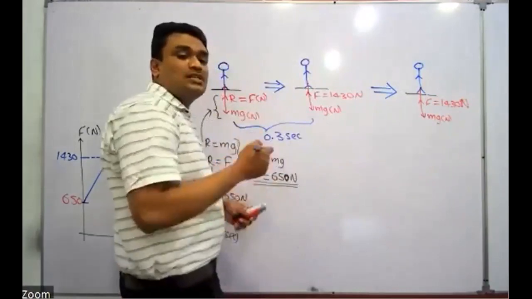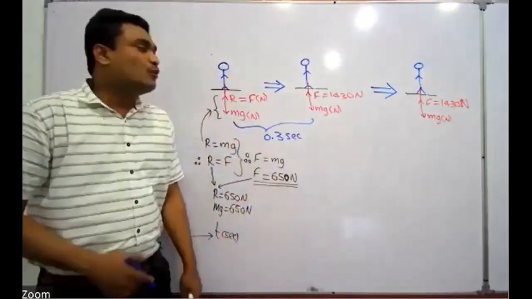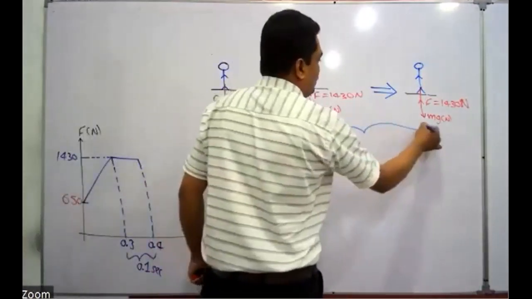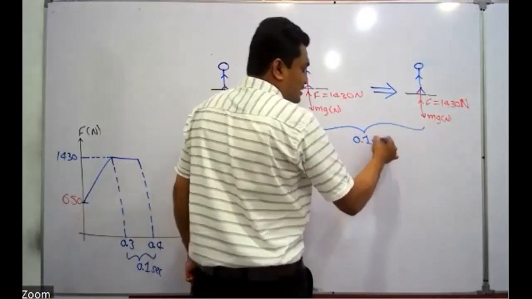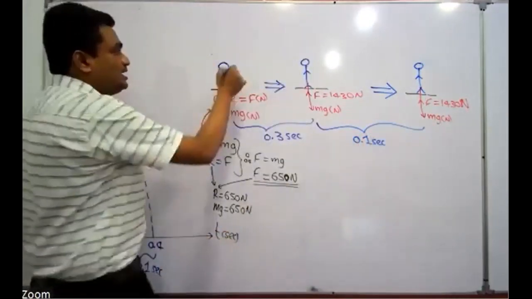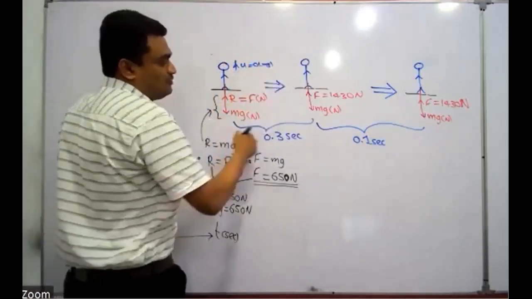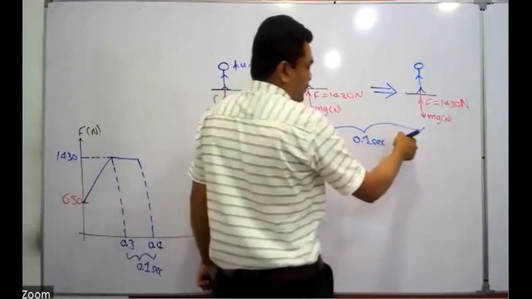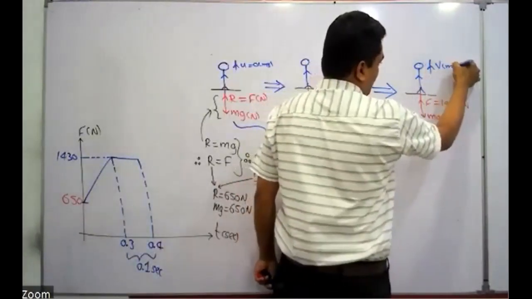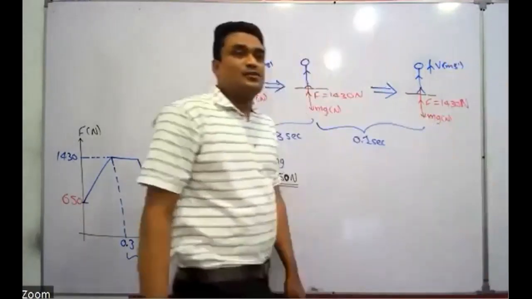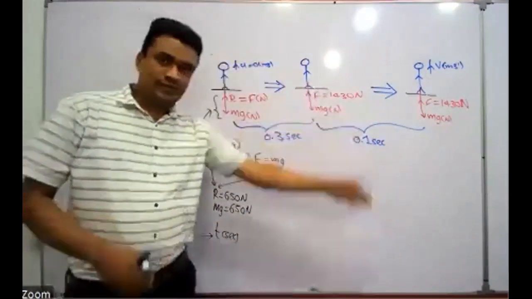So it says the force stays constant for another 0.1 second. Force will be 1430 Newton for another 0.1 seconds. Am I right? So initial velocity of the man is 0. After 0.3, and after another 0.1, it means total time 0.4 seconds. He leaves the ground with the velocity of v meter per second. The question asks us to find what v is. Okay, dear? Draw the figures.